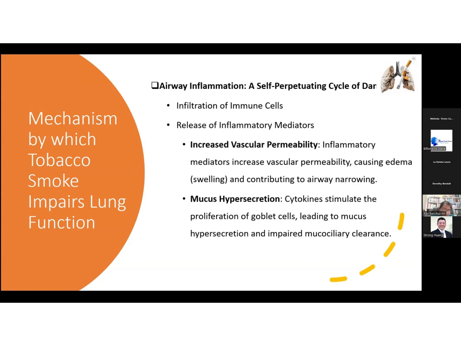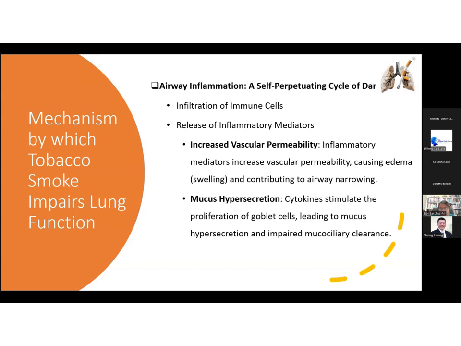The activated immune cells release an array of inflammatory mediators. This would include cytokines, tumor necrosis factors, interleukins, your reactive oxygen species, and chemokines. These mediators contribute to several pathologic processes, which include increased vascular permeability, and this results in edema, contributing to airway narrowing.